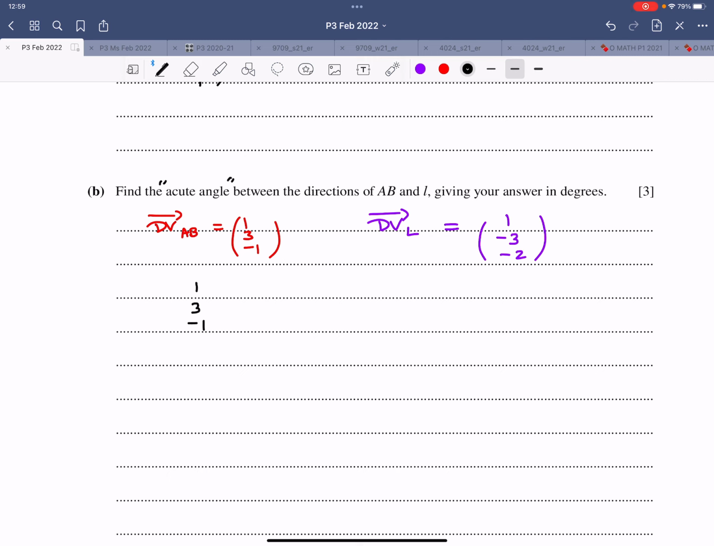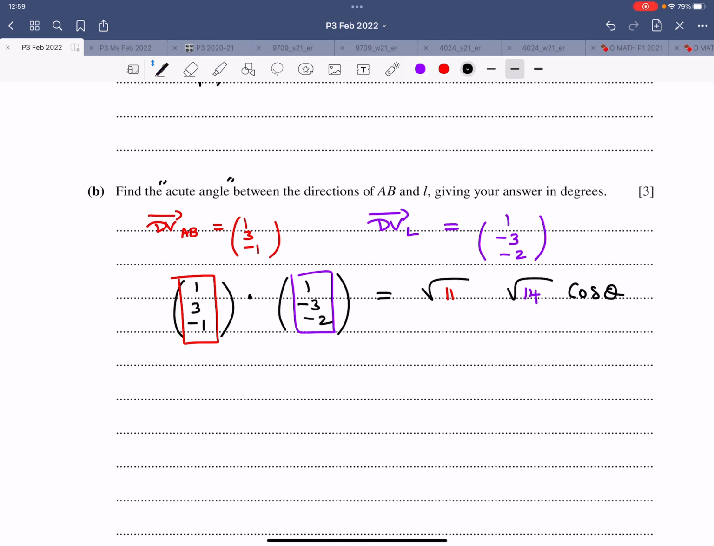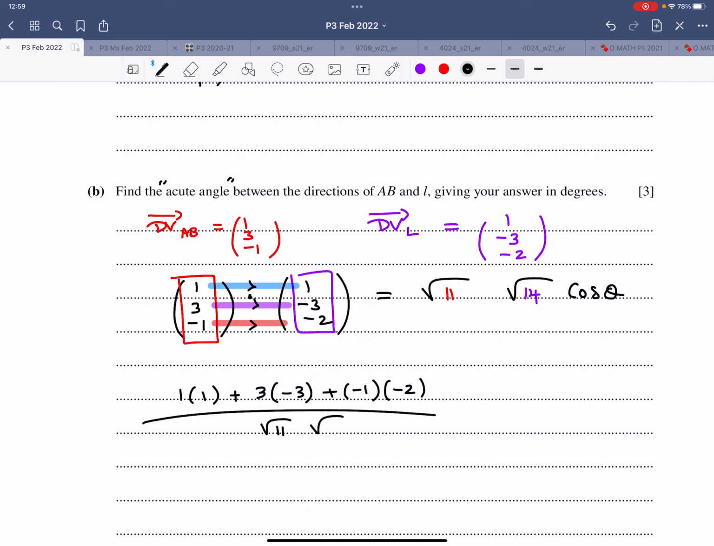So (1, 3, -1) dot product with (1, -3, -2), over the magnitudes, equals cosine of theta. For the first one, this comes out to be square root 11. For the second one, double check, this comes out to be square root 14. And then you multiply correspondingly: you multiply the i with the i, the j with the j, the k with the k. So that's 1 into 1, that's 3 into -3, that's -1 into -2, divided by root 11 root 14, which equals cosine of theta.